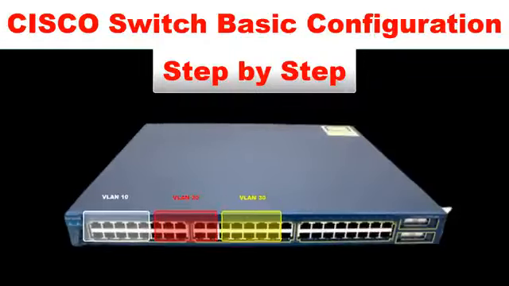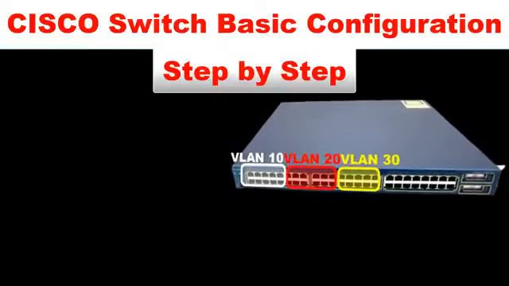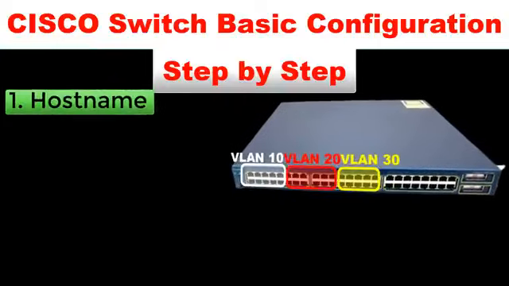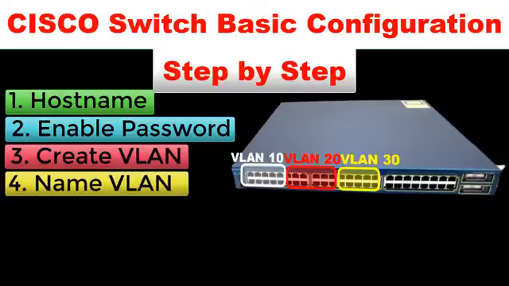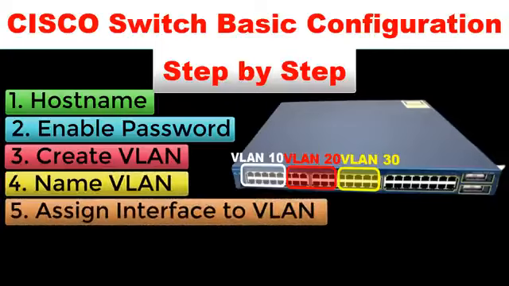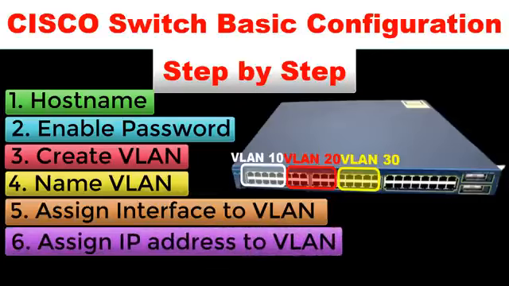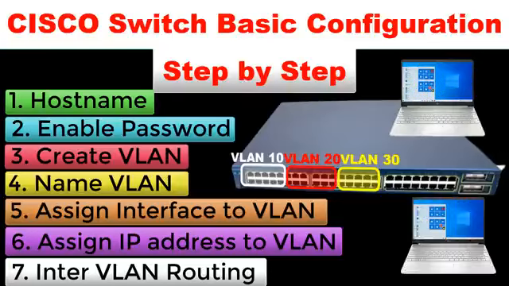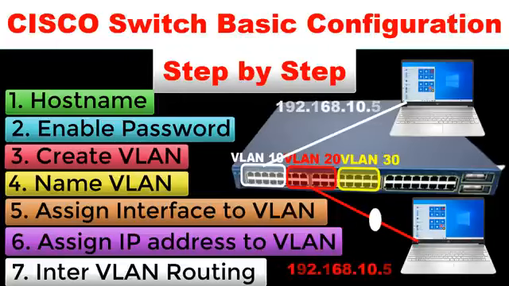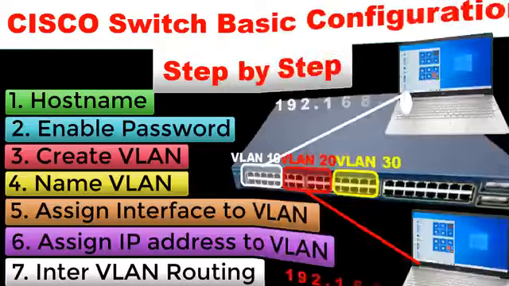In this real switch I am going to show you how to change the hostname of your switch, how to set the enable mode password, how to create a VLAN, assign a name to the VLAN, and assign an interface to the VLAN. Also, I will show you how to assign an IP address to a VLAN and how to enable inter-VLAN routing between the VLANs. After this configuration, I connect my two laptops to different VLANs and I will assign a static IP to my laptop LAN card and I will show you they successfully ping each other from different VLANs.